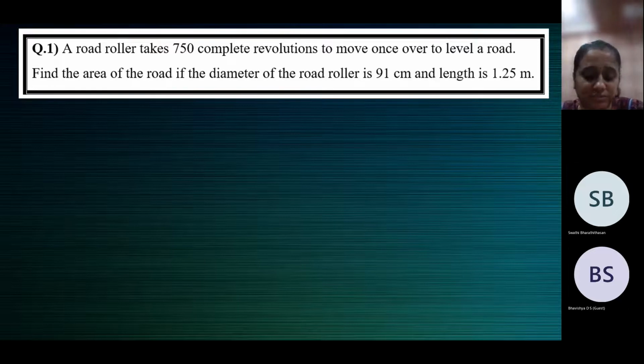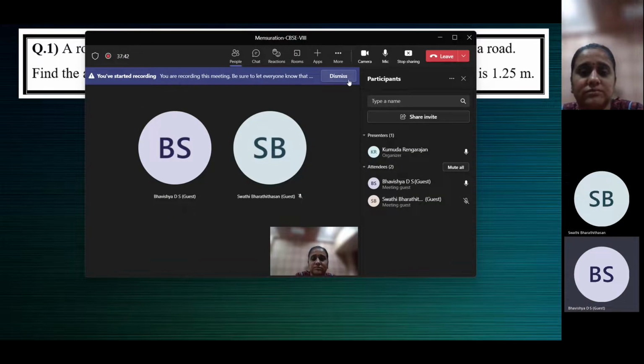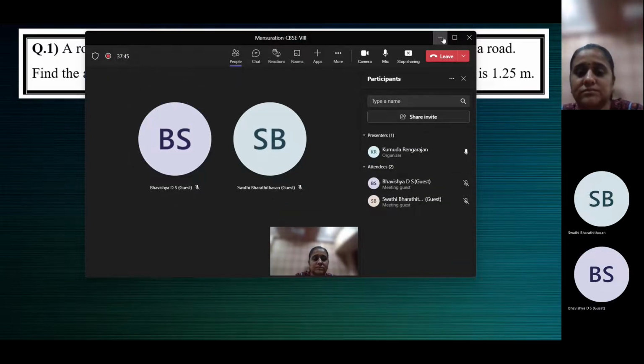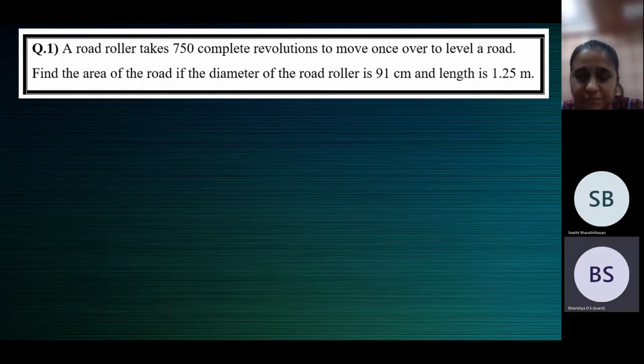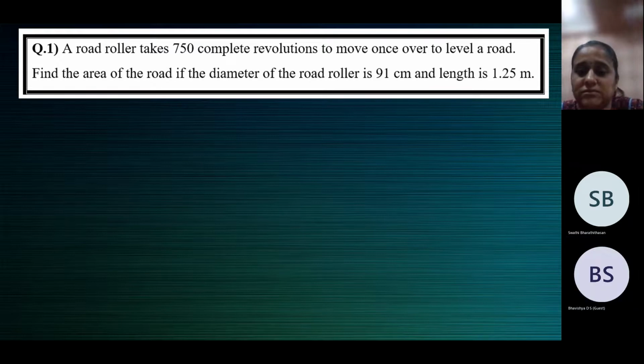Yeah, Swati and Bhavishya. Started working? Yes, ma'am. All right. You were able to find a question similar to this in your notebook? Yes, ma'am. Yeah, please.